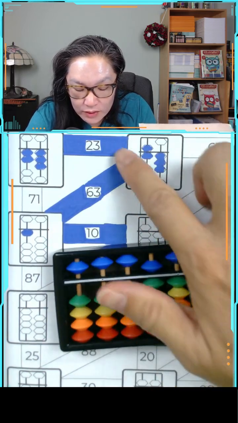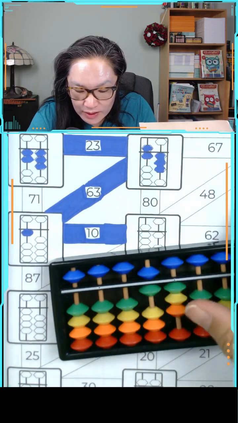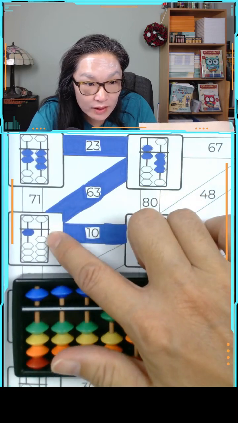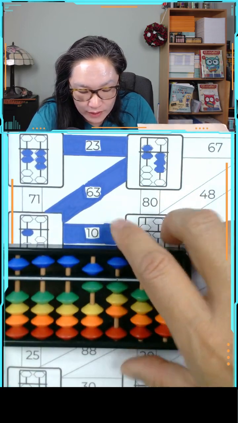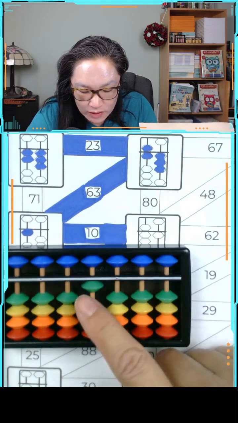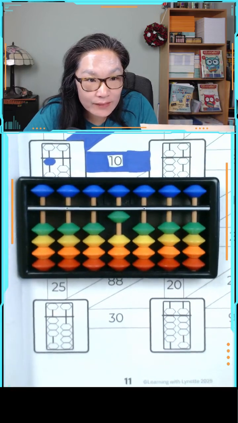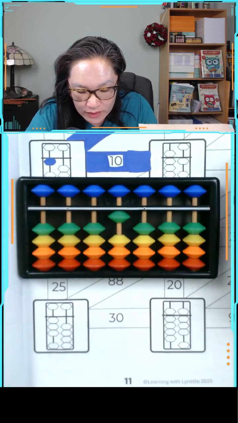What I need to do is find the path that will take me to the next box. So this is where 63 happens, and then I have this one. This is actually 10. How do I know? Because it's only one bead. I can subitize. I can see that this is actually 10. So this is 1 and a 0. That's what 10 would look like.